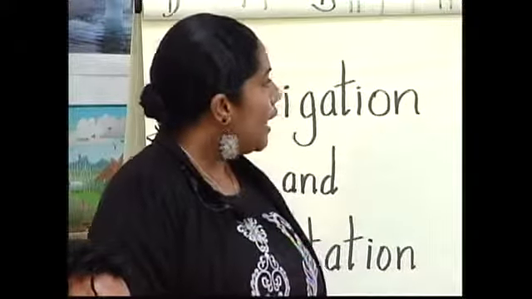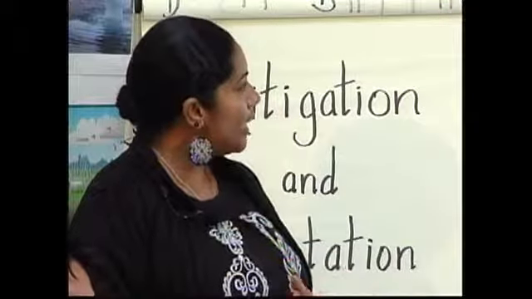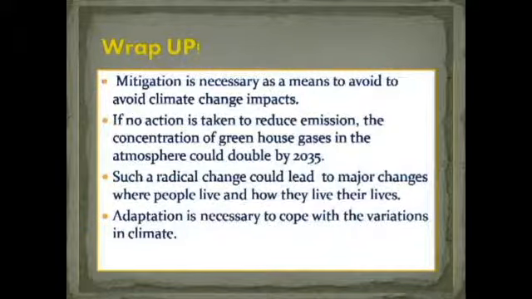What are some of the things that they will do? If no action is taken to reduce emission, the concentration of greenhouse gases in the atmosphere could double by 2035. Some of you might still be alive. Such a radical change could lead to major changes in where people live and how they live their lives. Mitigation is necessary as a means to avoid the changes in climate.